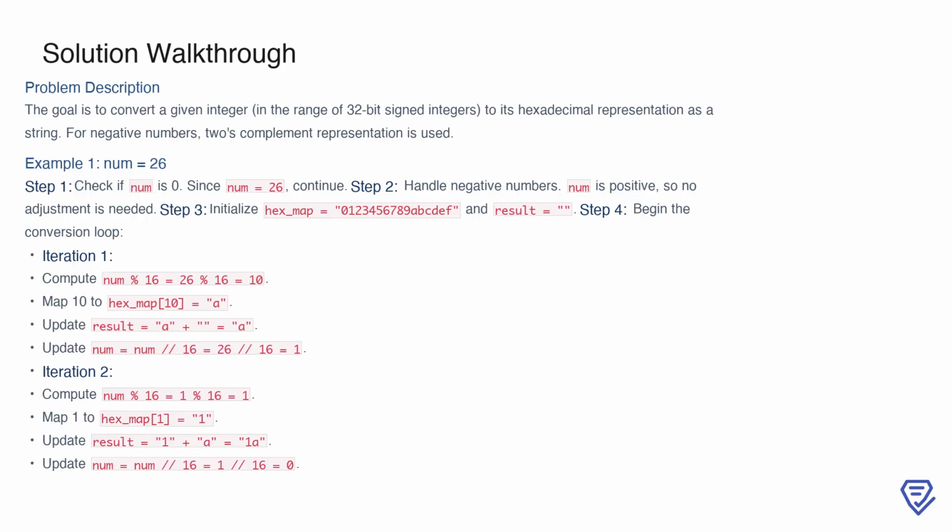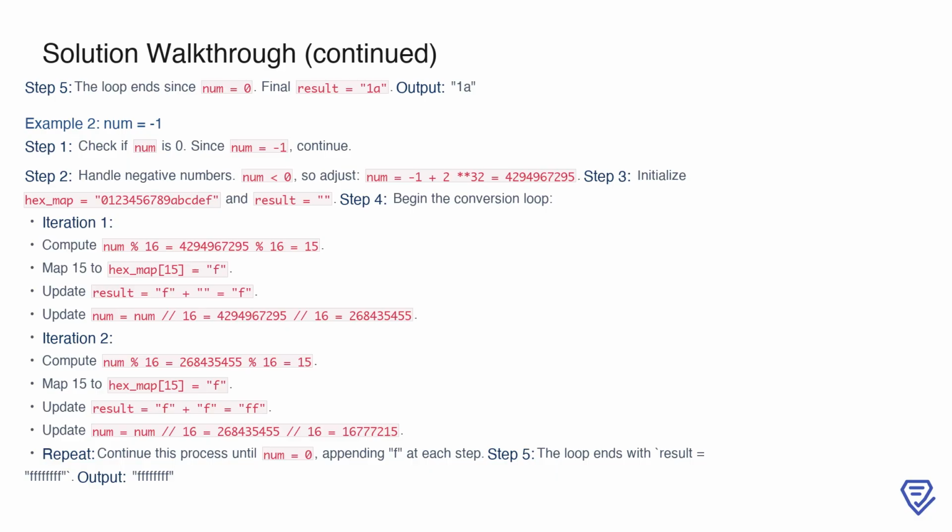Finally, we divide 1 by 16, resulting in 0, which terminates the loop. Now that the loop has ended, our final result is 1a, which is the hexadecimal representation of 26.